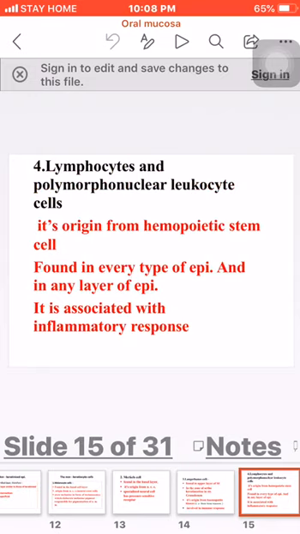Lymphocytes and polymorphonuclear leukocyte cells originate from the hematopoietic stem cell, and are found in every type of epithelia and in any layer of epithelia. Their function is associated with the inflammatory response.